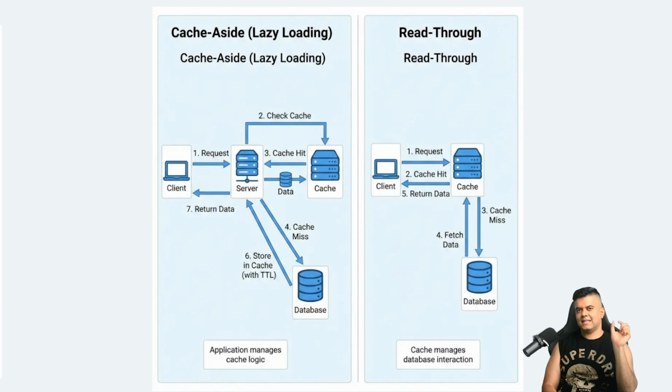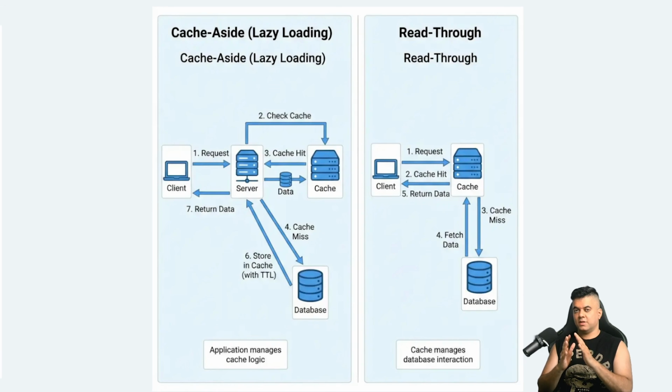Step 1, the client sends a request to the server, let's say to get product details for product ID 12345. In step 2, the server checks the cache first using the key product ID 12345. In step 3, if it's a cache hit, the server returns the data immediately from the cache. And in step 4, if it's a cache miss, the server queries the database, retrieves the product details, stores them in the cache with a TTL, let's say about 5 minutes, and then returns the data to the client.